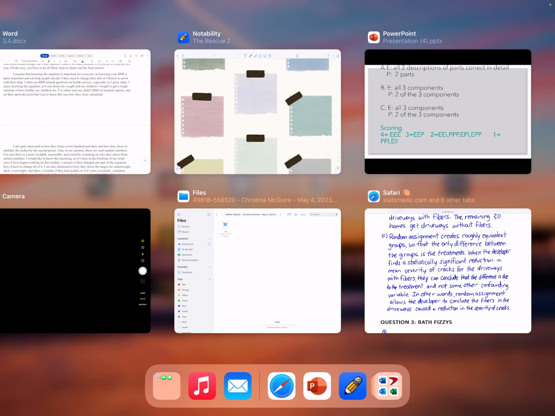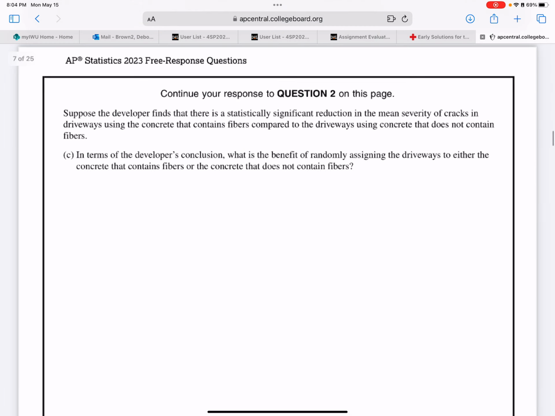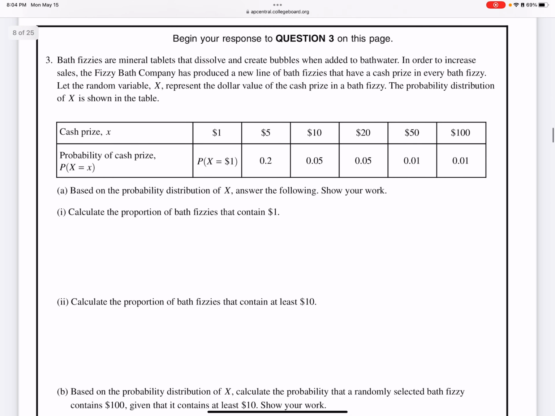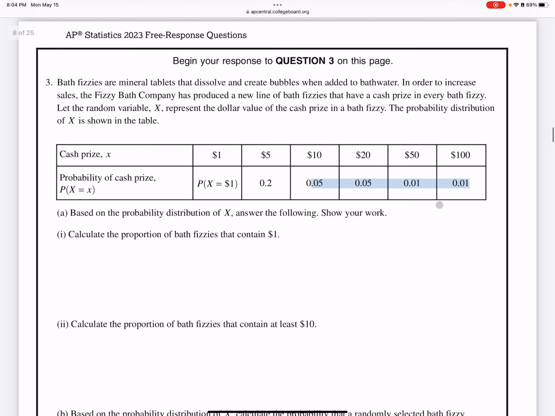All right, so for the next problem, number 3. Number 3 is the bath fizzies, and the first step what you had to do is 1A, is that you had to calculate this probability right here, which was blank, and to do so you just had to subtract the sum of these probabilities from 1. And then the second part, it says what's the probability that it contains at least $10, and for that you just had to add up all of these probabilities, and that would be the total probability.